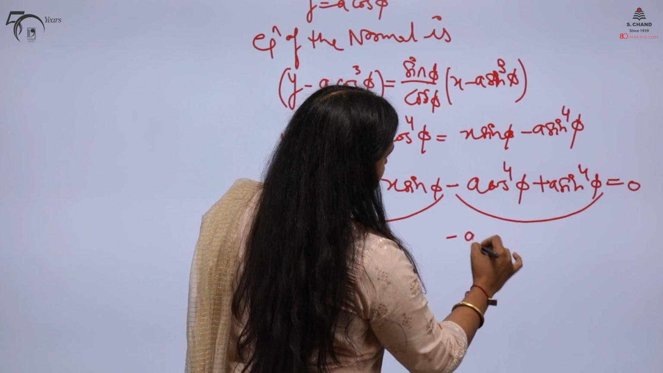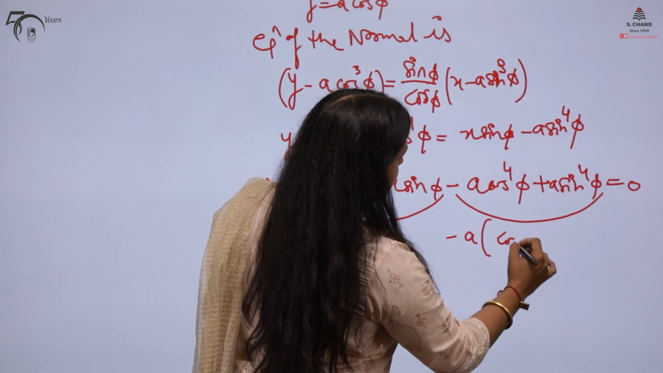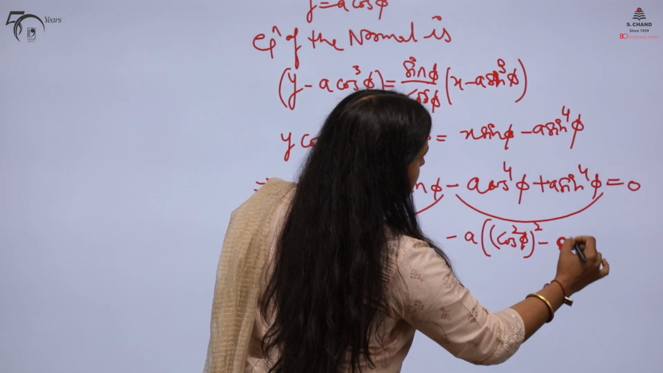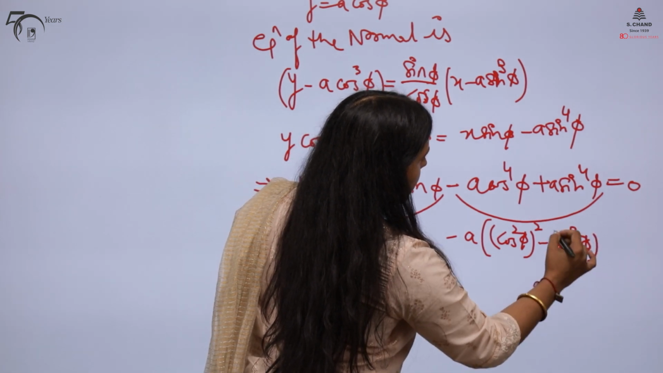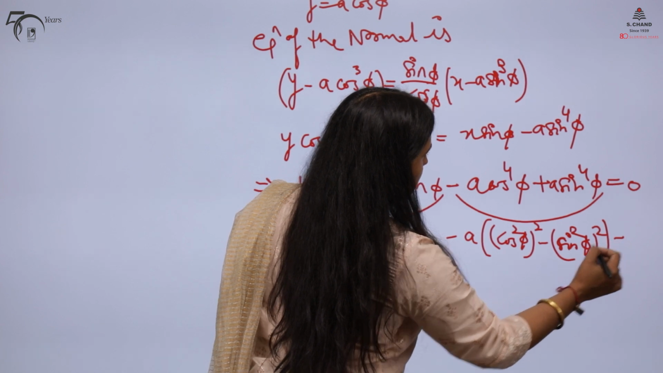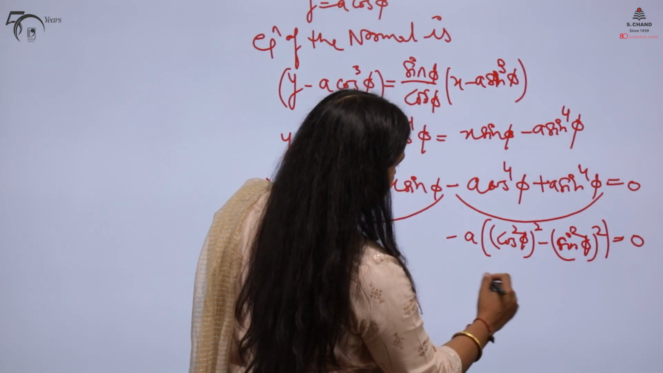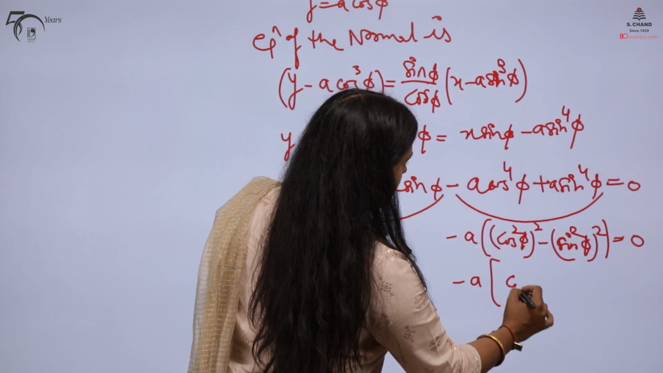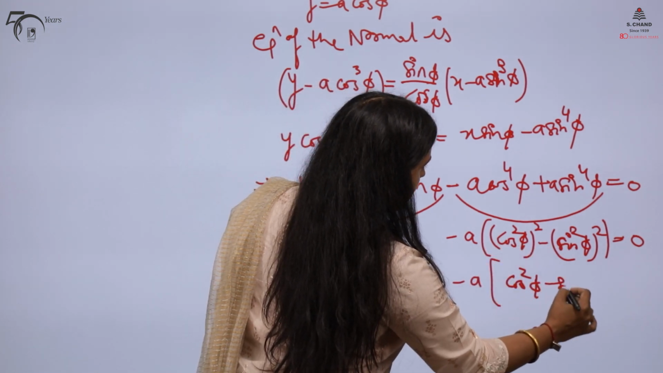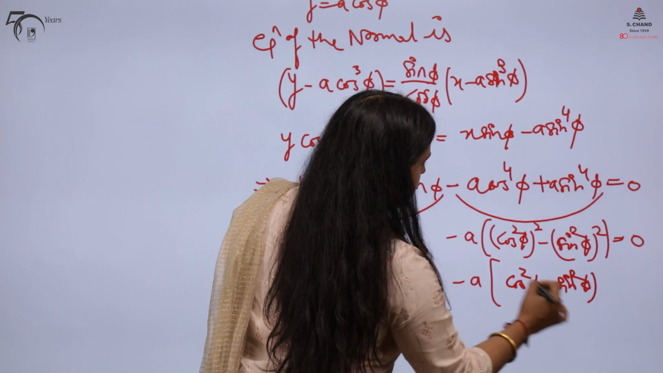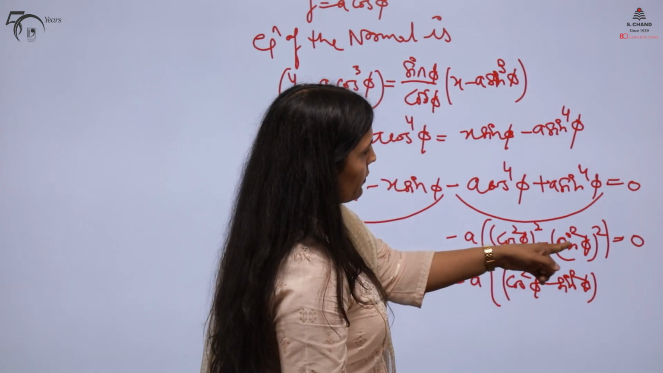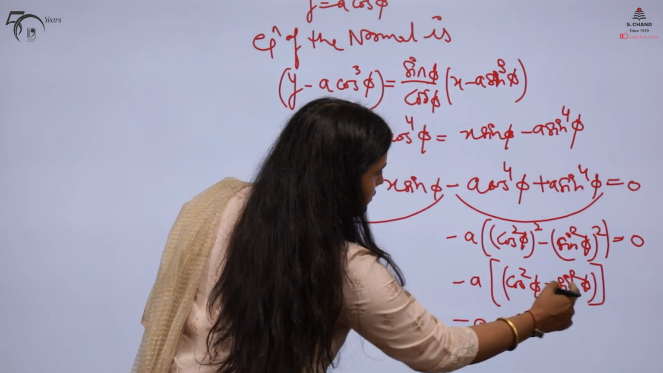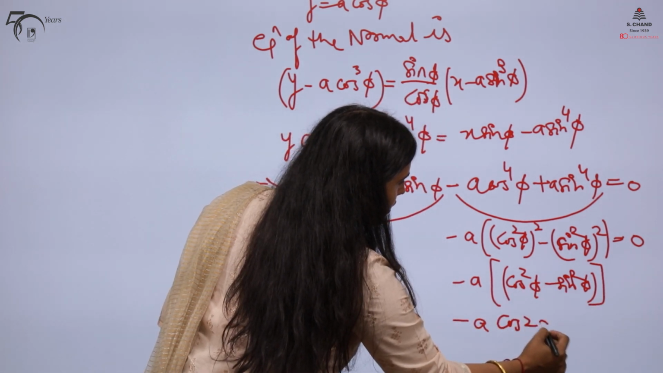So negative sign outside, you can write it like cos square phi whole square minus sin square phi whole square. It means you are opening the a square minus b square formula. So a square minus b square, and a square plus b square, sin square phi plus cos square phi will give you 1. So no need to write that, and this is the formula of cos 2 phi.